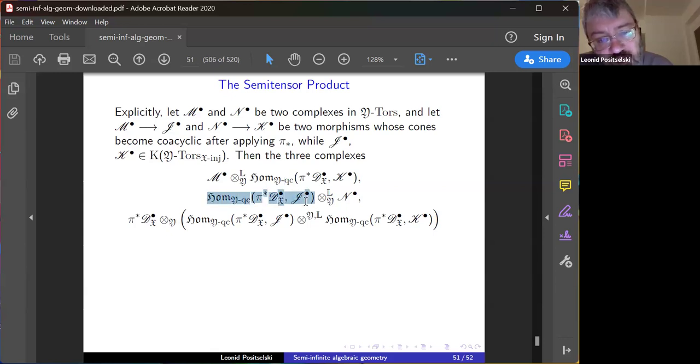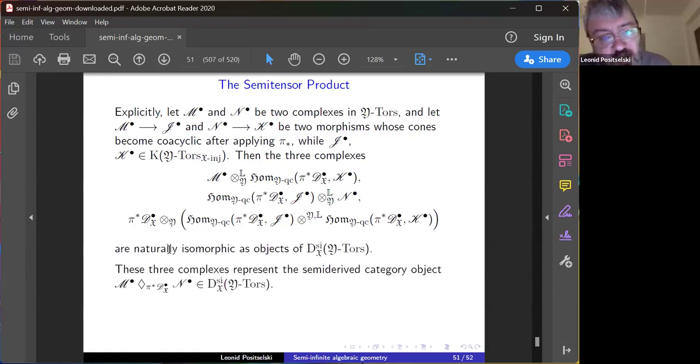So take the assigned object to J, which is isomorphic to M, a complex of X-flats, and tensor it with M, or one can derived tensor two complexes of X-flat pro-quasi-coherent pro-sheaves on Y, and consider the corresponding complex of quasi-coherent torsion sheaves. The three are naturally isomorphic as objects of D^si of Y torsion. These three complexes represent the semi-derived category object, M diamond pi star, D_X, N, in the semi-derived category of quasi-coherent torsion sheaves on Y.